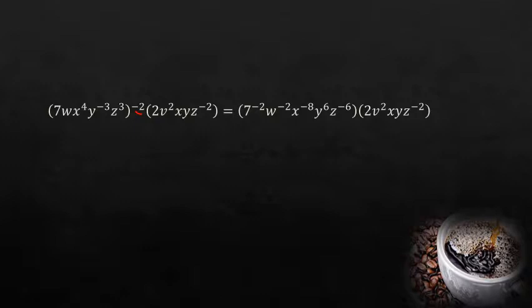These two are multiplied. So we apply the power negative 2. We distribute it to each of the factors here. So 7 will now have a power negative 2. W has a power negative 2. X will have power negative 8 since that's 4 times negative 2. Y will have a power 6 since that's negative 3 times negative 2. And Z will have power negative 6 since that's 3 times negative 2.